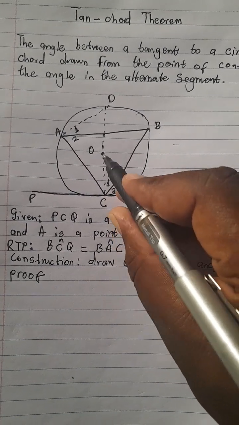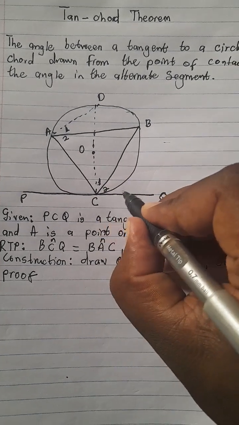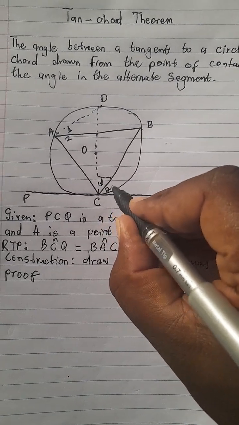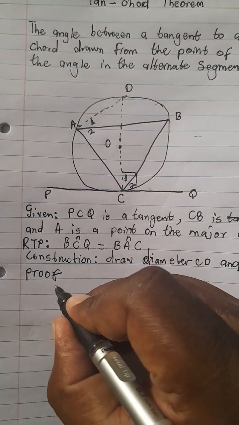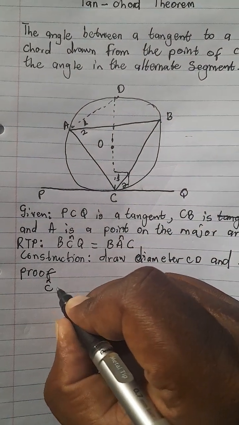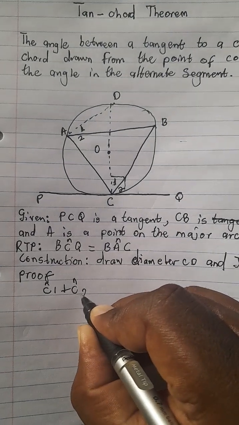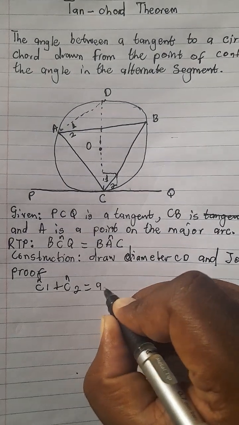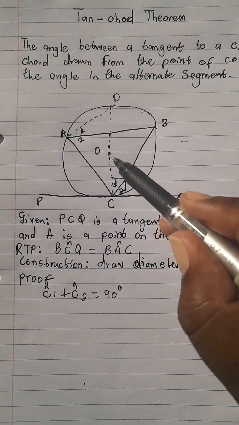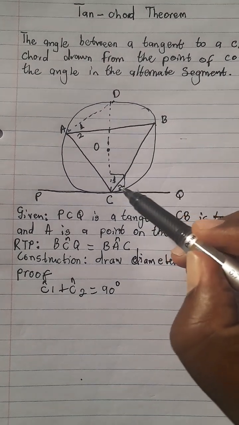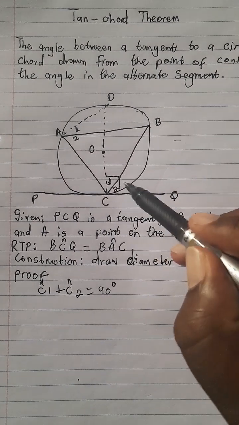There's a radius there. Can you see the radius, from the circumference to the center? We also have a tangent. So this will form 90 degrees here. In other words, angle C1 plus angle C2 is equal to 90 degrees. It is because we have a radius which is perpendicular to the tangent, or tangent perpendicular to the radius.